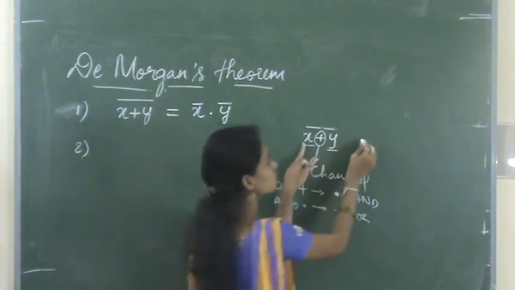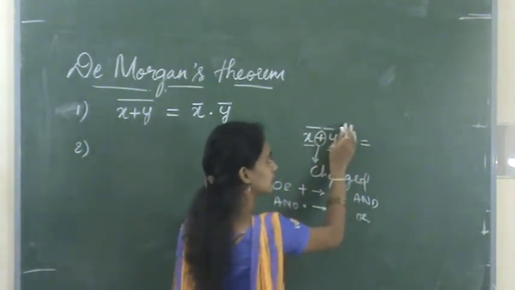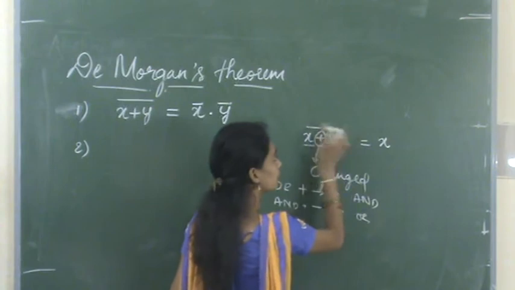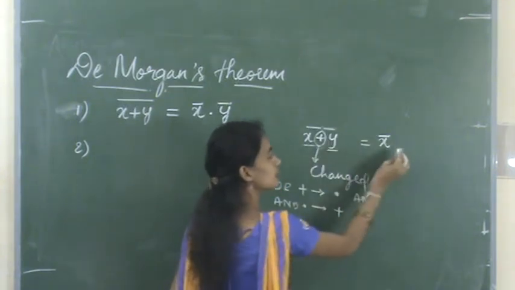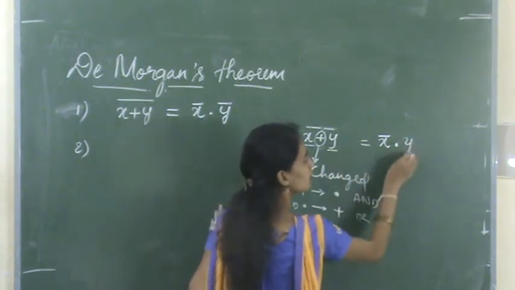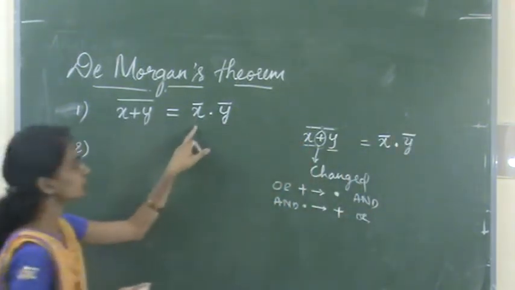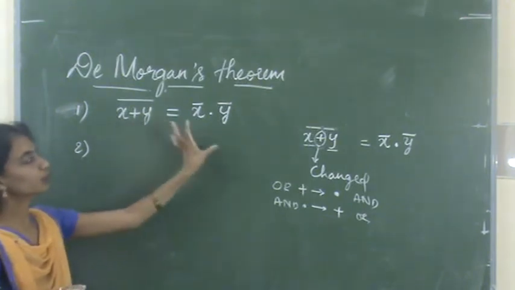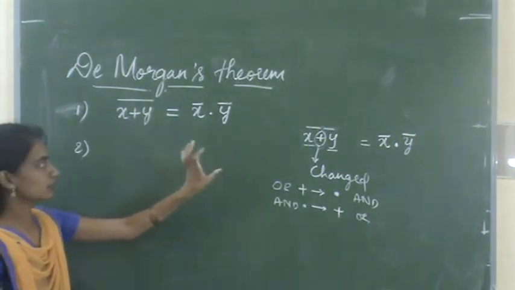So if I am splitting this bar, x bar, this plus sign becomes a dot, meaning multiplication, and then y bar. So that will be the result. Now we need to prove this. Let me see how to prove it.